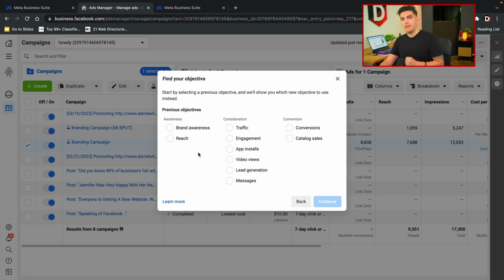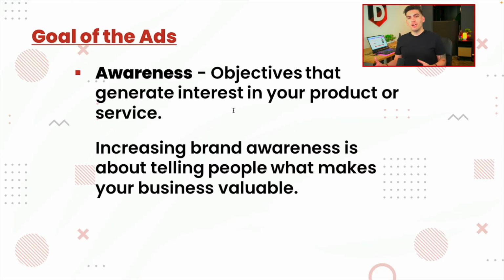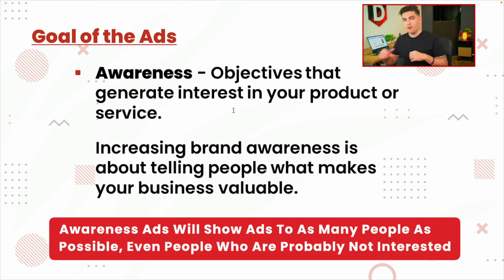Now, we have 3 different objectives. We have awareness, consideration, and conversions. Let me first explain the difference between each of these methods. First, let's talk about awareness. Awareness is the objective that generates interest in your product or services. Essentially, you are trying to show your ad in as many places as possible to get people interested in your product. The one drawback about awareness ads is that they are very broad, and that means they're a little bit weaker. They don't have that narrow targeting. However, you're just trying to get the name out.